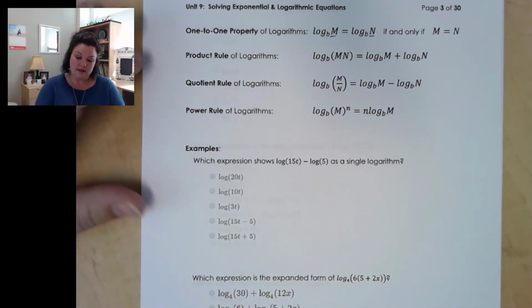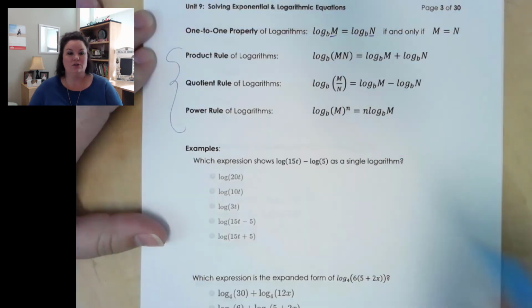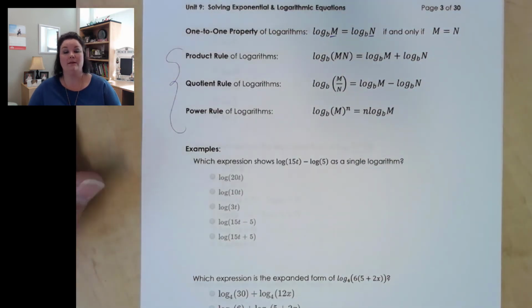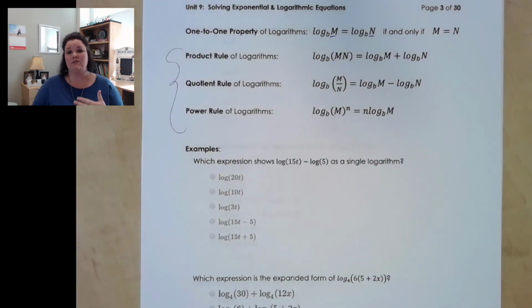Okay, for now I'm going to focus on these, which are the product rule, the quotient rule, and the power rule. And what this allows us to do is to rewrite one logarithm as several logarithm terms, or to take several logarithm terms and condense them down to one logarithm term. Okay, and we only have 3. So you've got to keep an eye out, because there are times you might hope that there's a rule, but we only have 3 of these rules.